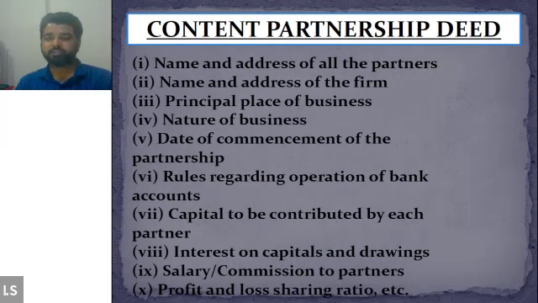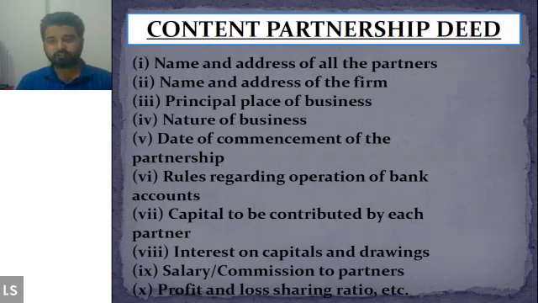It may contain the name and address of the partners, name and address of the firm, what is the principal place of business, what kind of business the firm will be doing, the date on which the partnership is being entered into among the partners, then the amount of capital contributed by each partner, the amount of interest that will be paid on their capital contribution, whether or not we will be paying salary or commission to any partner, and what will be the profit sharing ratio among the partners. So these are the various contents of a partnership deed.